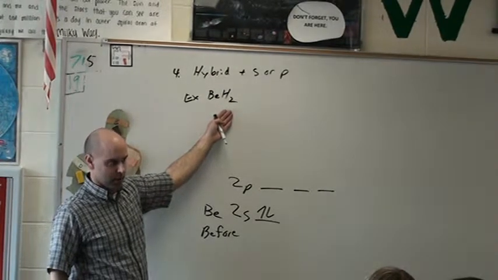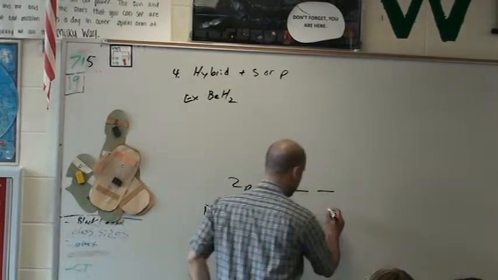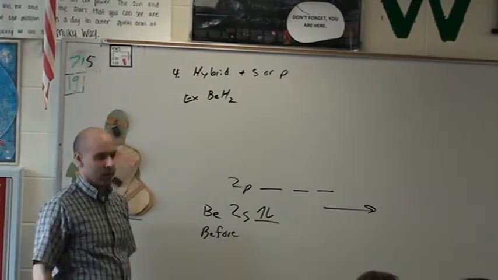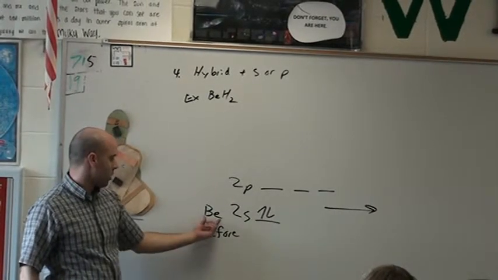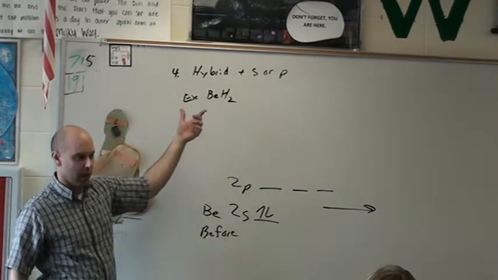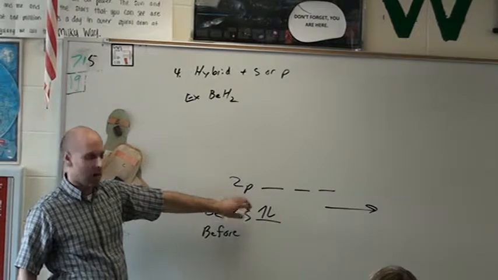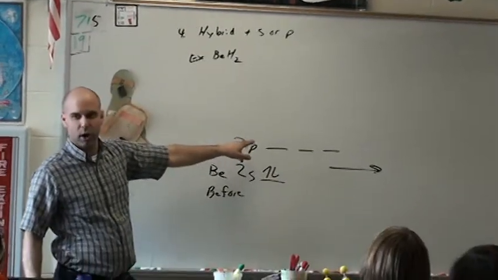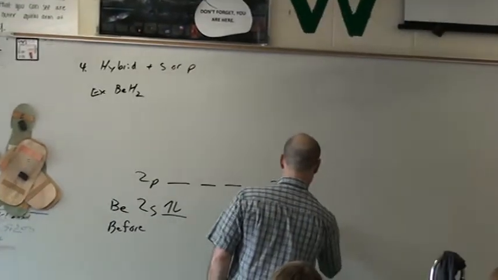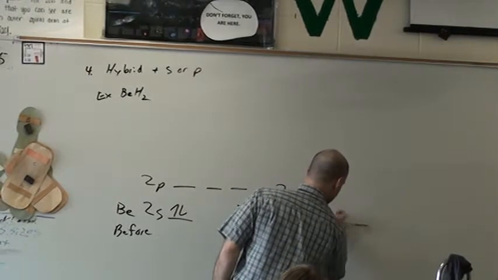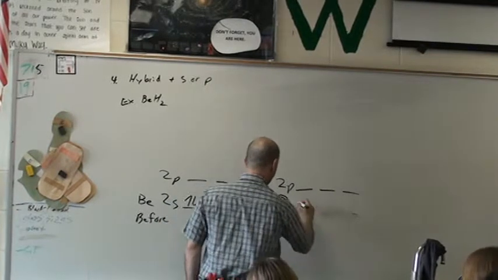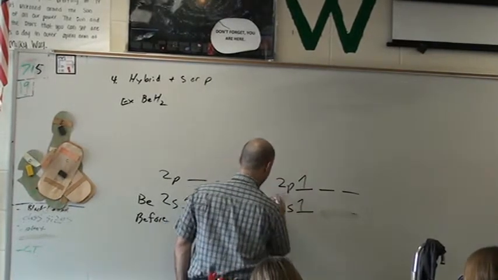We can't just pretend it doesn't exist. So that's where hybridization comes in. It explains how beryllium would form this structure. So beryllium is like this before it bonds. And then when the hydrogens come near, the electrons get excited, and one of the electrons jumps to a higher energy level.